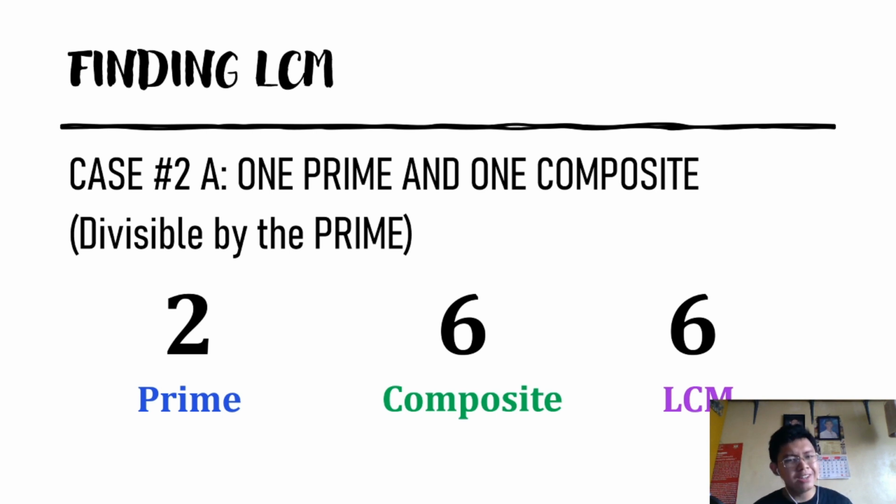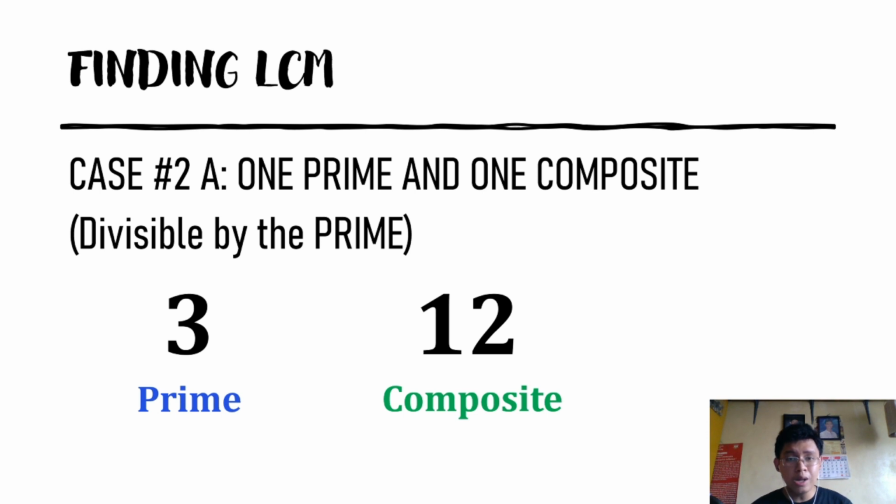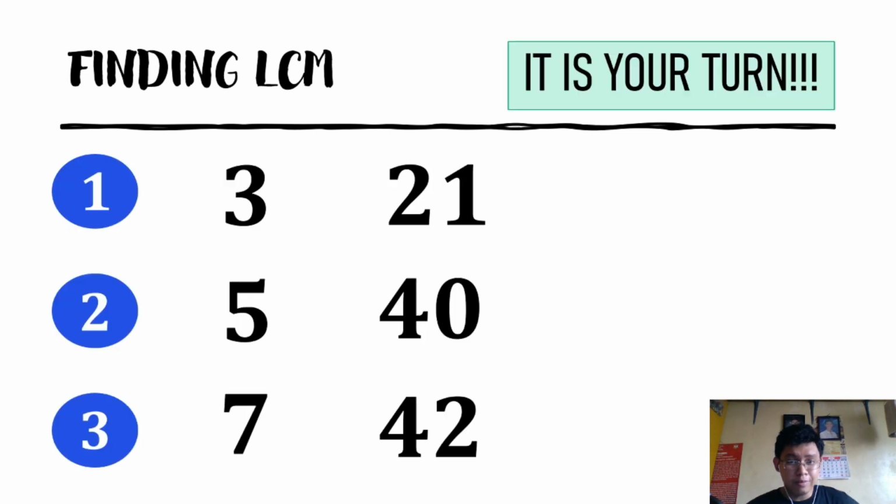Next, let's have another example. Let's have 3 and 12. 3 is prime, 12 is composite. Now, we need to ask ourselves, is 12, the composite number, divisible by 3? If your answer is yes, then our least common multiple will be the composite number. Right? It's so easy.